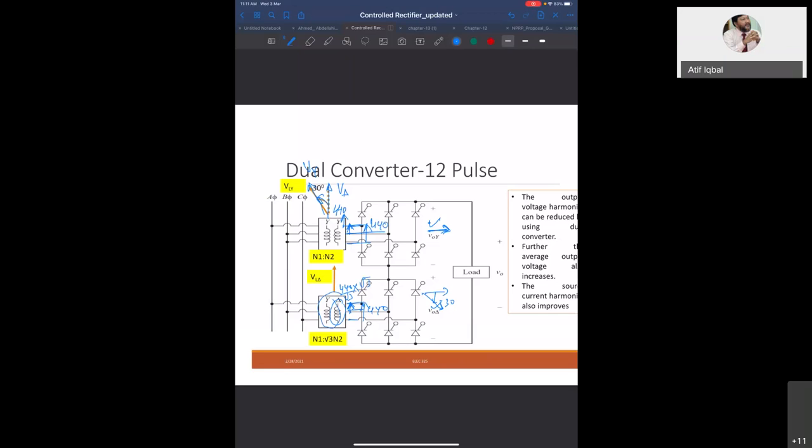Understand? Now, this can be like two separate three-phase transformers, or you can have just one transformer.